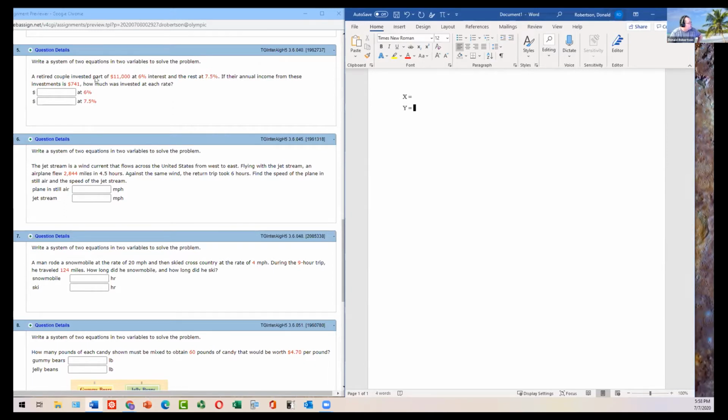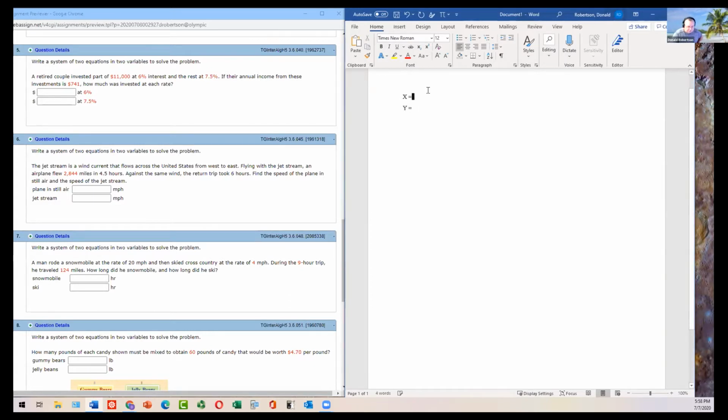A retired couple invest part of their 11,000 at 6% and the rest at 7.5%. Find their annual income for these investments, or they found that their annual income is 741. How much of each did they invest?